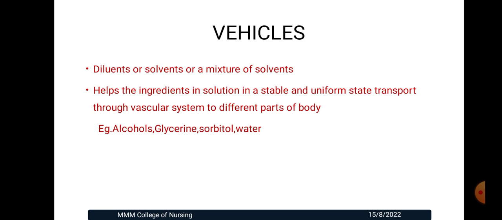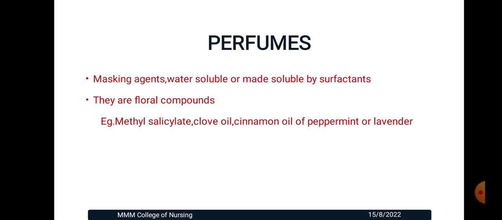Vehicles, diluents or solvents, or a mixture of solvents, help keep the ingredients in solution in a stable and uniform state and transport them through the vascular system to the different parts of the body. Example, alcohols, glycerin, sorbitol, water. Perfumes, masking agents, are water soluble or made soluble by surfactants. They are floral components. Example, methyl salicylate, clove oil, oil of peppermint or lavender.